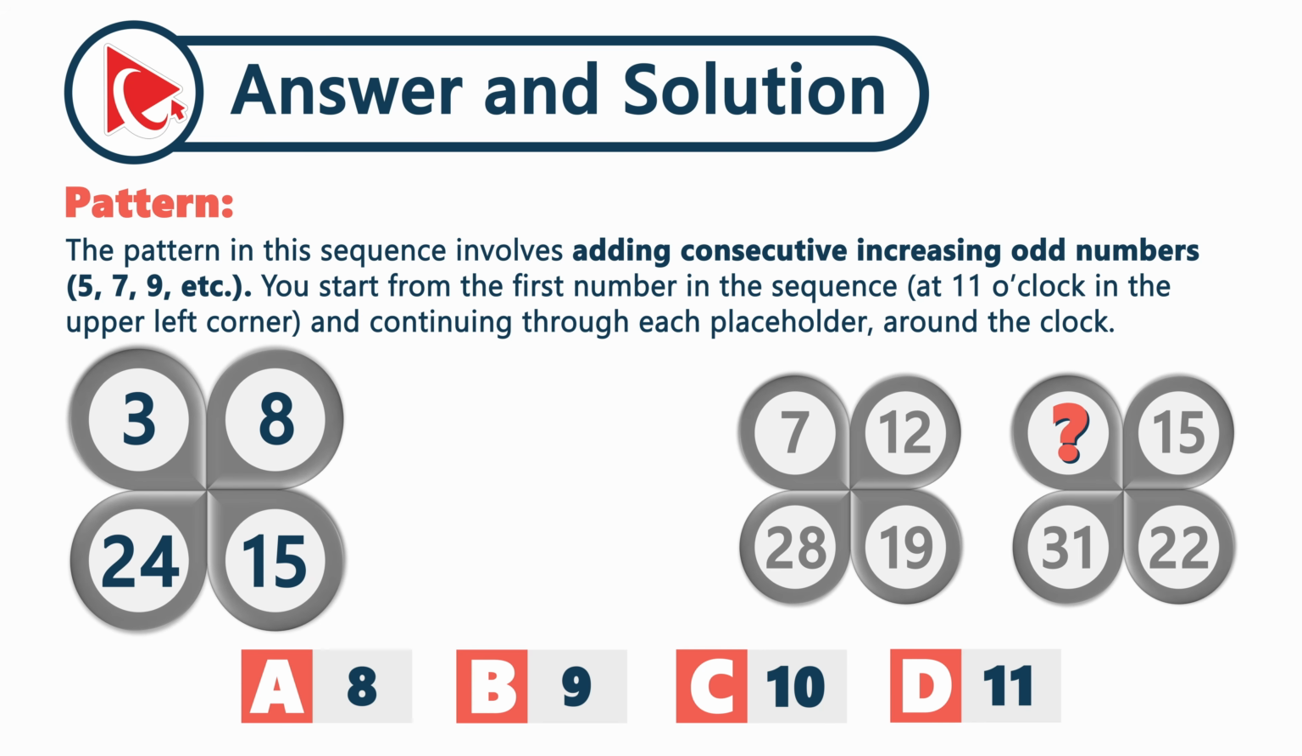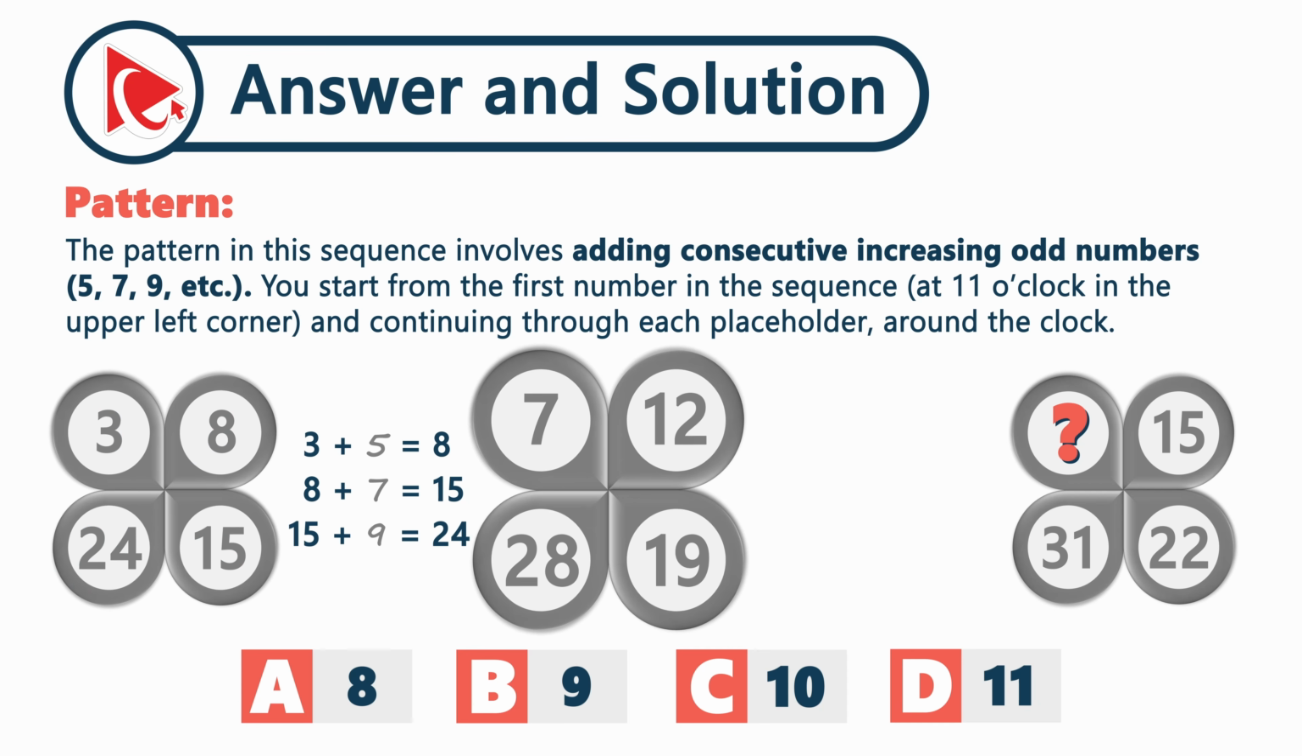Let's look at the example to better understand it. We start with the number 3. 3 plus 5 equals 8. To calculate the next number, instead of 5, we now need to add 7. 8 plus 7 equals 15. And then for the third calculation, we need to use number 9. 15 plus 9 equals 24.